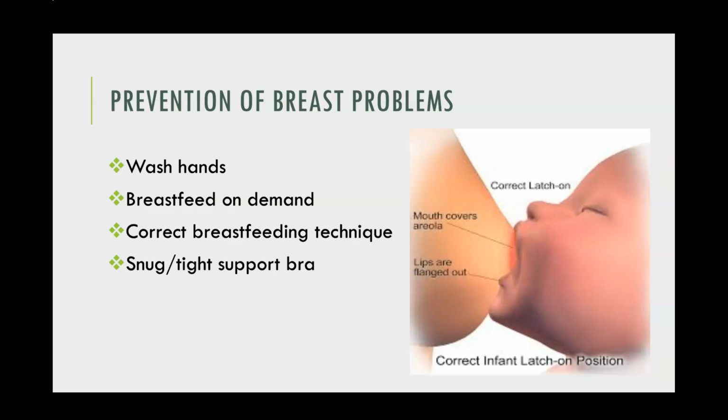Also, correct breastfeeding techniques are important, so making sure that the baby is able to latch appropriately, get a correct latch on. The baby should have his or her head tilted up. The lips should be flanged out, and the mouth should cover the areola. The baby should never be sucking on just the mom's nipple. Moms should also wear a snug, tight-fitting support bra to help support her breasts as well.